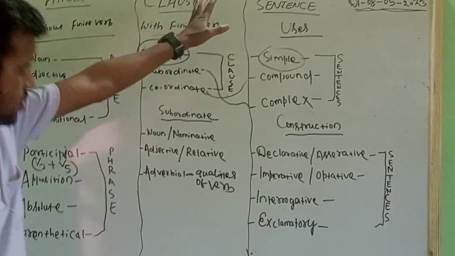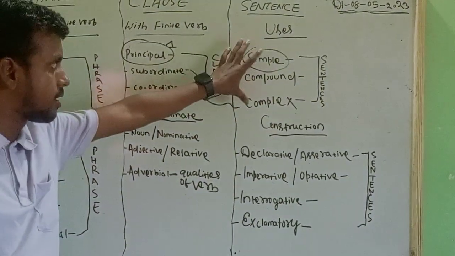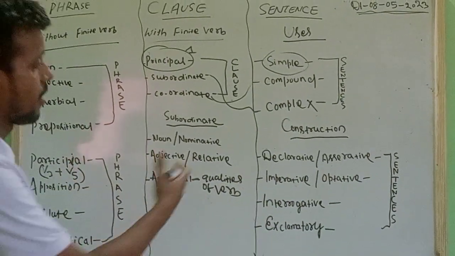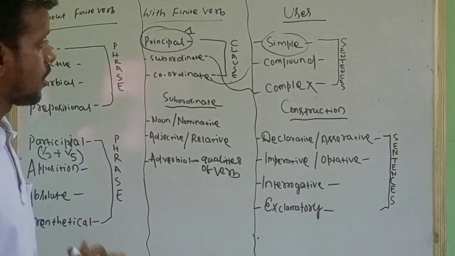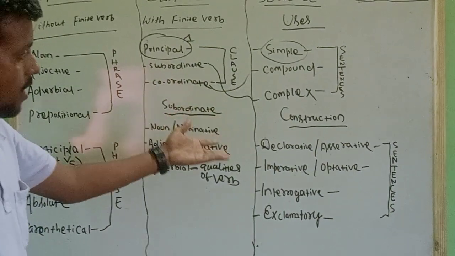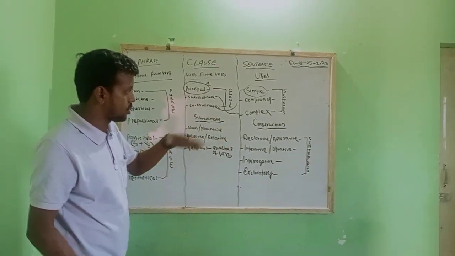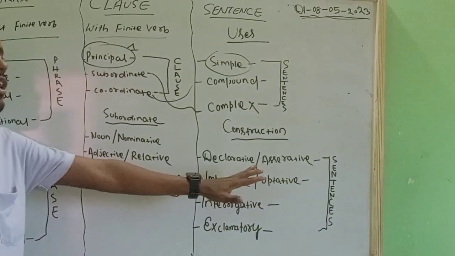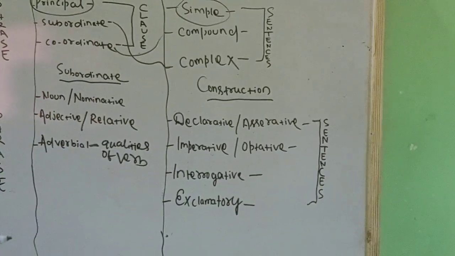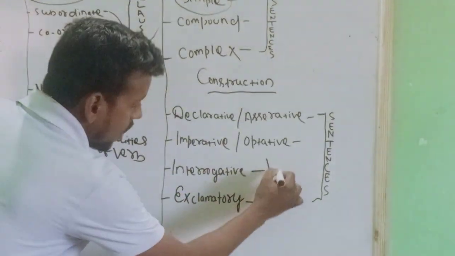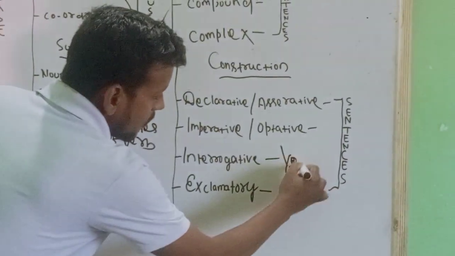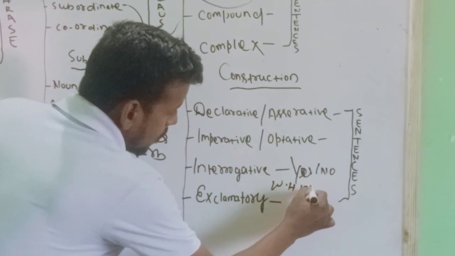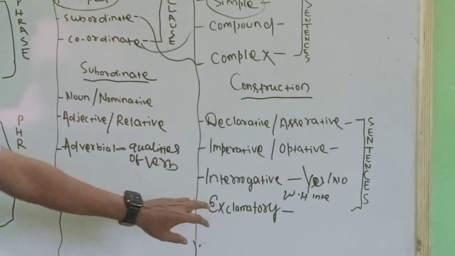And in the sentence, we have two things: one is construction and another is uses. In construction, we find the declaration, which is known as the declarative or assertive sentence. An imperative sentence means the optative one, and the interrogative has two types: one is yes/no, and the other is the WH interrogative.